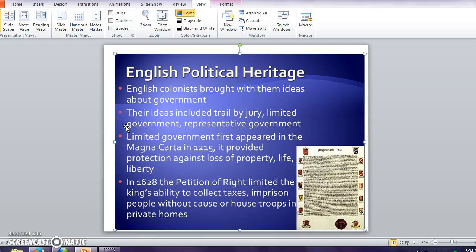Hello, this is Stacy. So today what I'm going to be talking about is a particular American government PowerPoint that I found on SlideShare. This one actually dealt with the founding of the American government, and this particular slide looks at English political heritage.